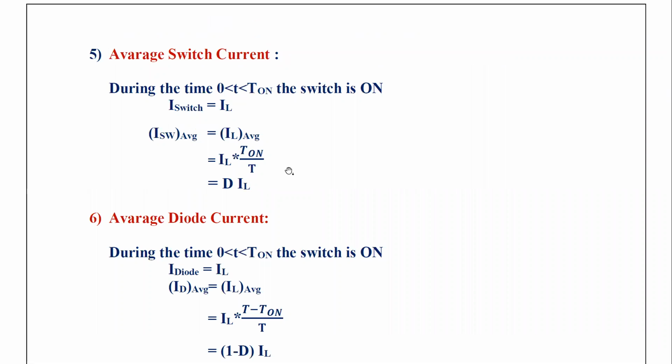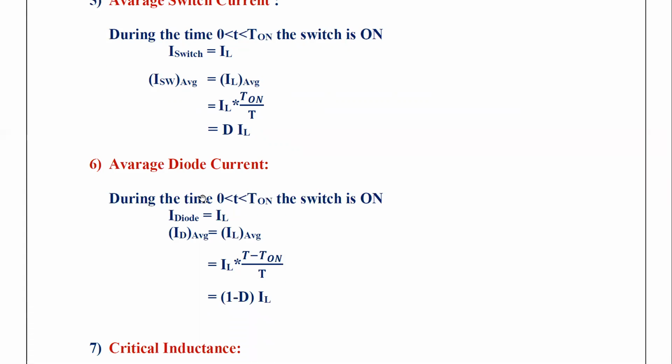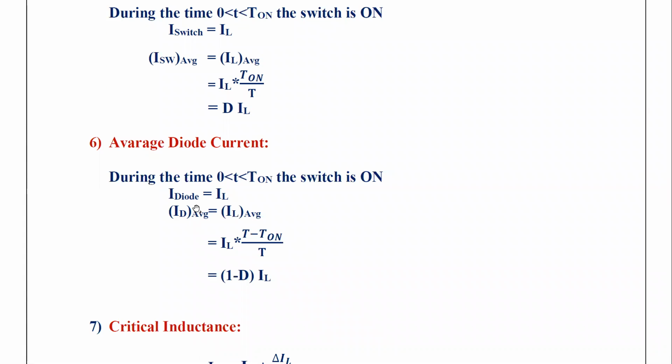And after that, the average switch current. The average switch current, I am taking the turn on time again, as in the case of the buck converter. These two parameters are the same. I am just taking the average switch current and the average diode current. This will be very similar to the buck converter. So the average switch current, I switch, is equal to IL, and I switch average is equal to the IL average current. This is during turn on time. Hence I can write T on by total time period T. This can be written as D into IL.